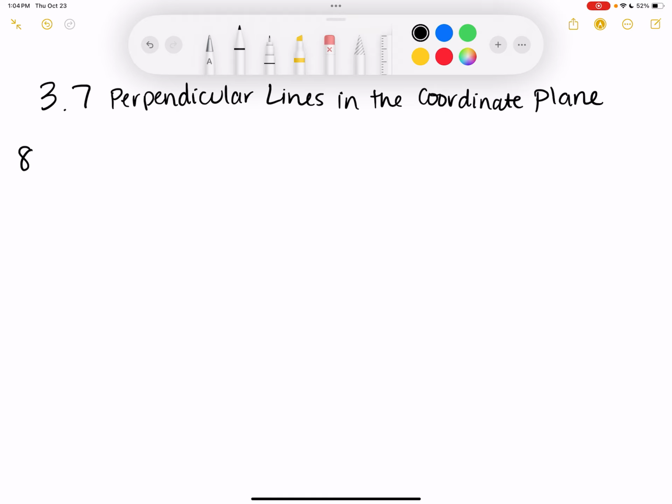So number 8, M1 is equal to 2/3. M2 is equal to 3/2. So are these perpendicular or not? No. Why not? They don't equal negative one. So not perpendicular. That's all you need to put. If I multiply them together, they do not equal -1.